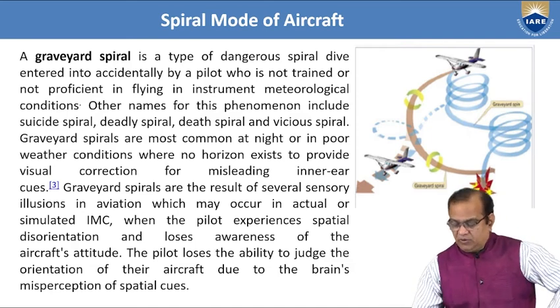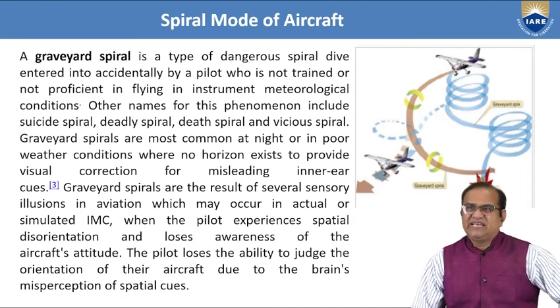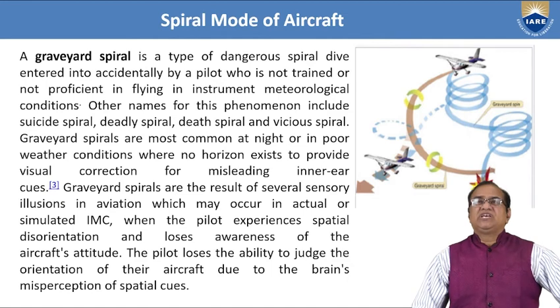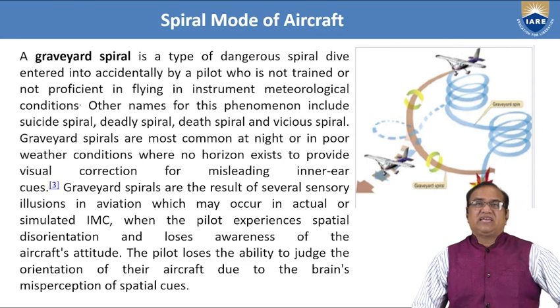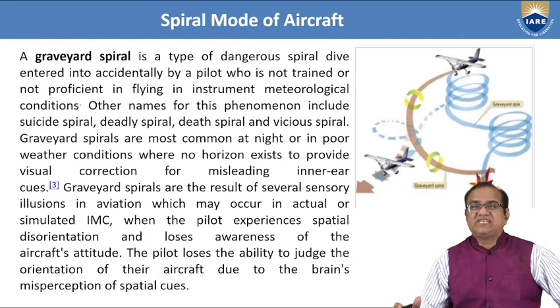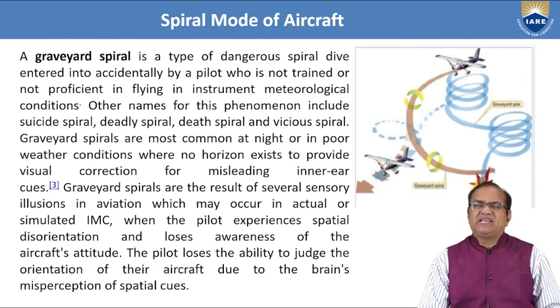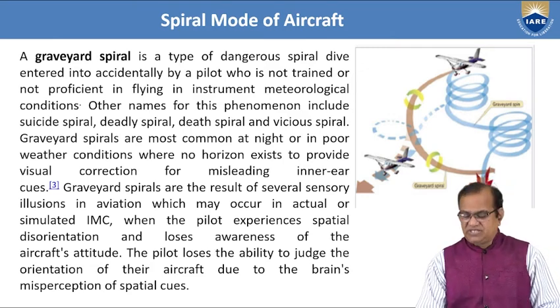If you can see here, I have given a diagram, and it is a very, very dangerous situation. It should not arise for anyone. There are some reasons for these spiral modes, and that is called the graveyard spiral mode. There are other names like suicide spiral, deadly spiral, death spiral, or vicious spiral. The aircraft is flying here, and due to some misjudgment of the pilot, or the pilot is not trained, or some sensors are not working properly, these things may happen.